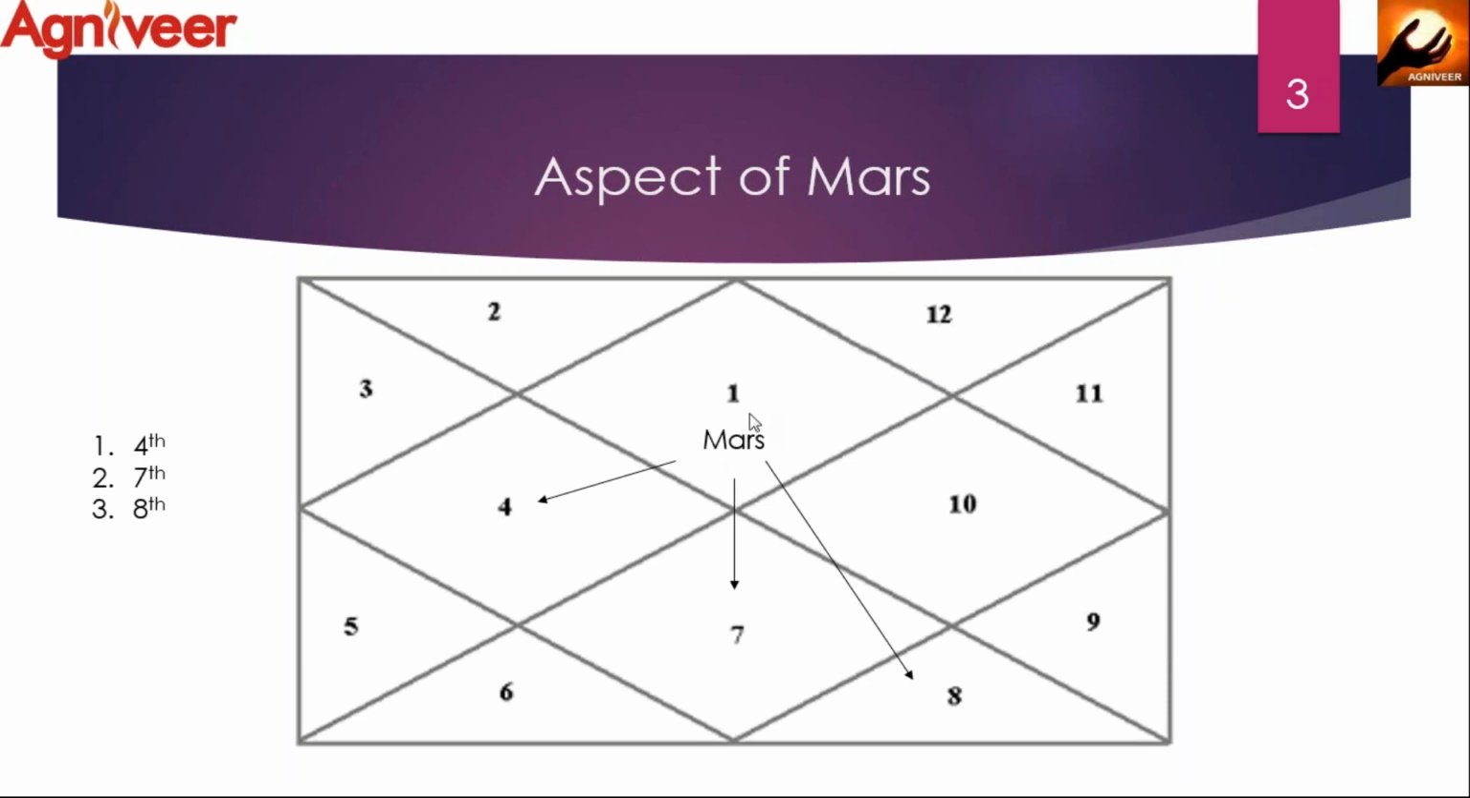So what is actually the concept of Mars? Anyone can tell me in which places if Mars is deposited, then it will be aspecting the seventh house. So first of all, if Mars is placed in the first house, it will be aspecting the seventh house. What other houses are there? If it is aspecting the seventh house, it will be influencing the seventh house some way or the other.